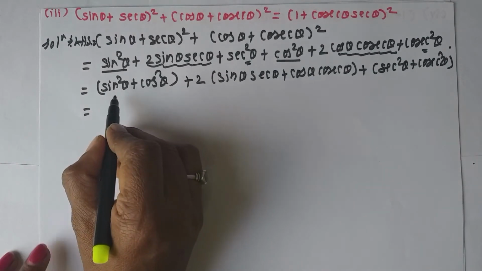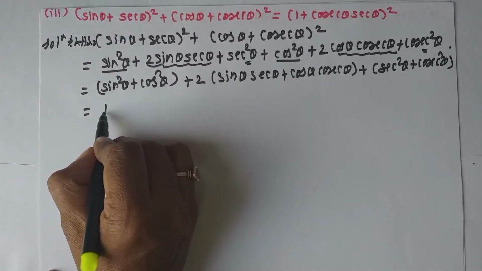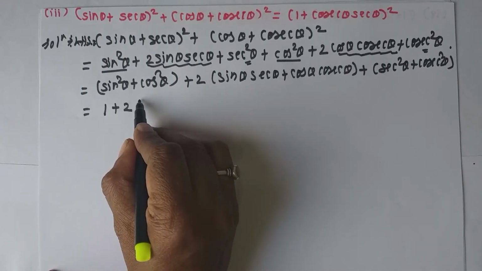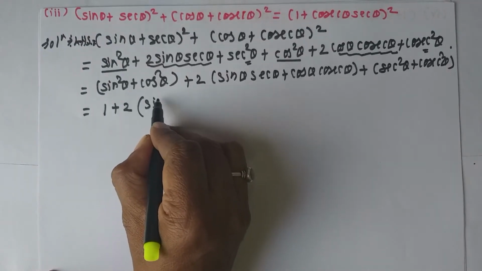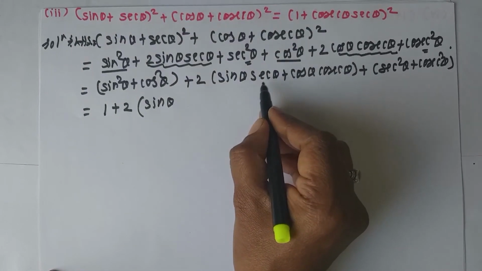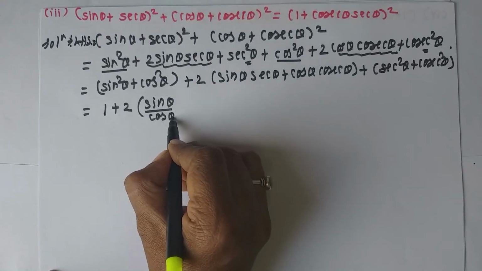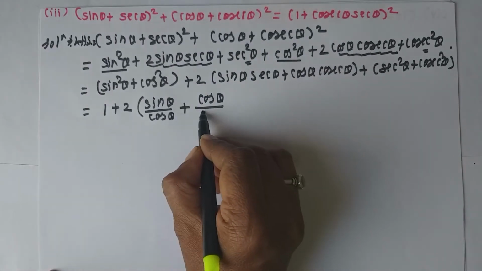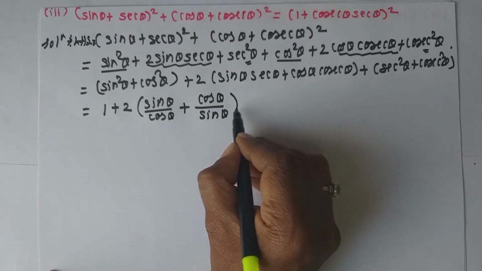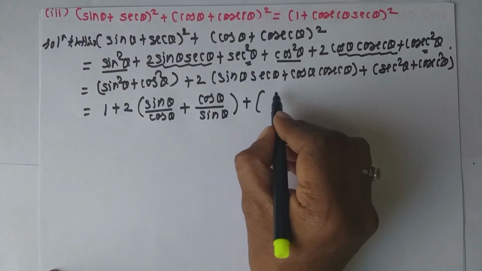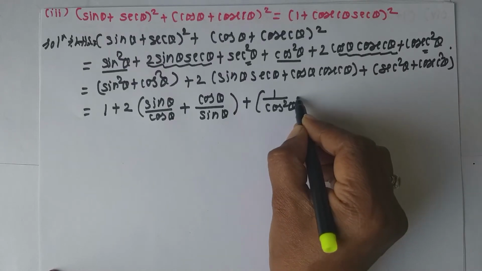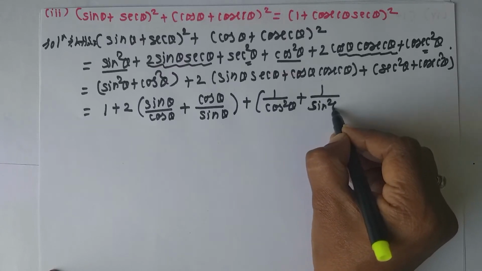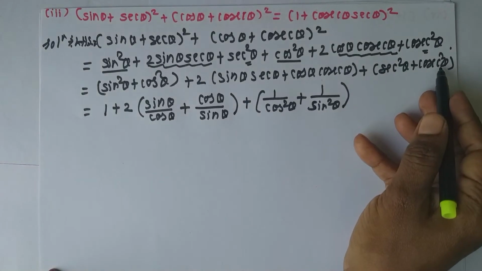Now we know that from the first identity sin square theta plus cos square theta is 1, therefore keep the value of this first bracket 1. Now keep these two as it is, and in the bracket you write down sin theta as it is, and sec theta means 1 upon cos theta. Therefore, this will be sin theta divided by cos theta. Keep cos theta as it is, and cosec theta means 1 upon sin theta. Therefore, this will be cos theta divided by sin theta. Now, in the second bracket also, sec square theta means 1 upon cos square theta, and cosec square theta means 1 upon sin square theta, because these are reciprocals of cos and sin respectively.